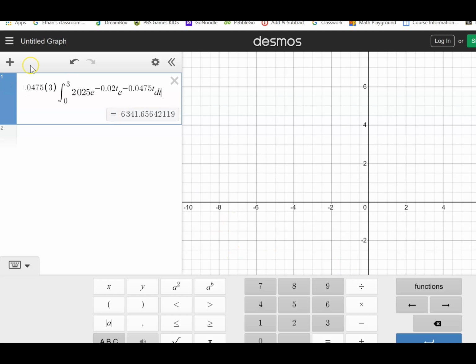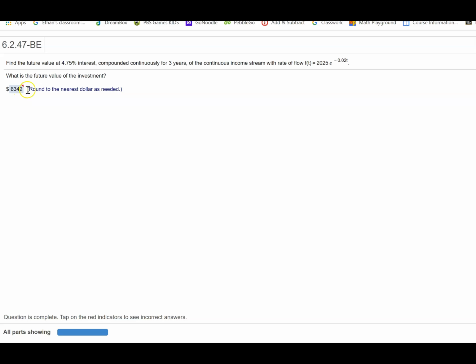Now, if you want to be really careful, you can put parentheses around your integrand. I didn't really need to because it was just one big term there. There wasn't any addition or subtraction. And then it automatically calculated there for me, $6,341.66. I believe my MyLab Math said to round to the nearest dollar, so that'd be $6,342. So I'll come over here. Oh, and it's already typed in for me.